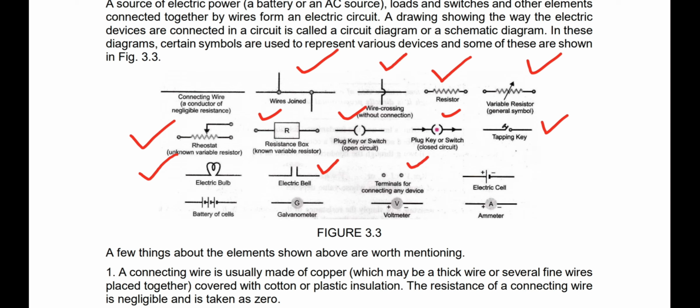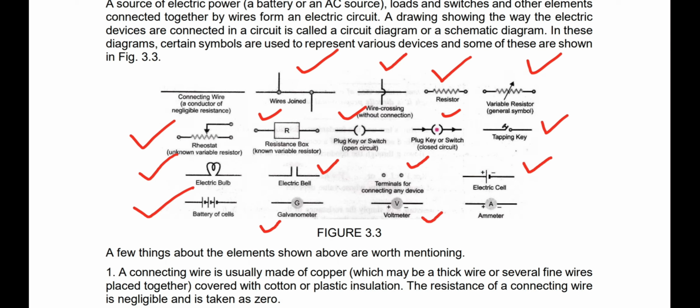These are the two circles known as the terminals or connections. This is an electric cell, and if we connect more than one cell, it becomes a battery. A rounded shape with a capital G written in between is a galvanometer.